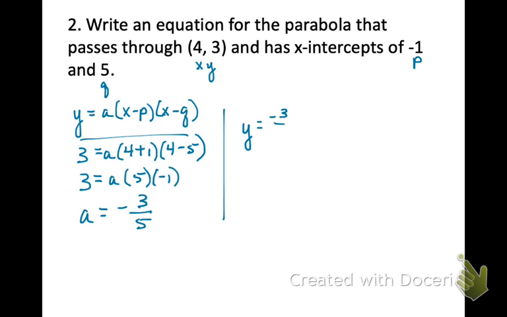Then finally, the equation that you should have arrived at is y equals -3/5 times x plus 1, because we're subtracting a negative, and then x minus 5. All right, and that concludes the notes on how to write an equation using vertex or intercept form.